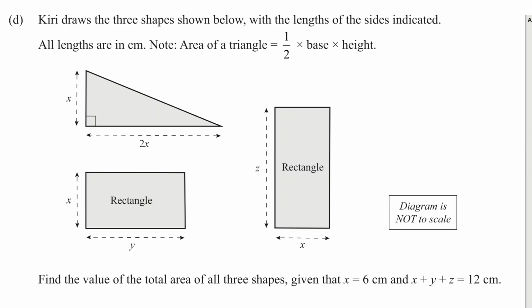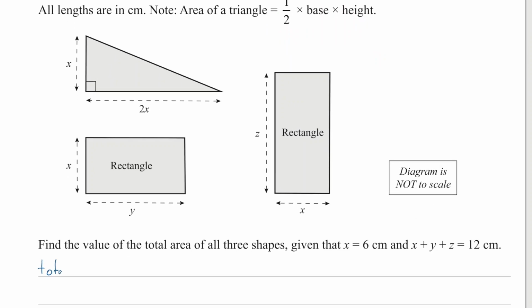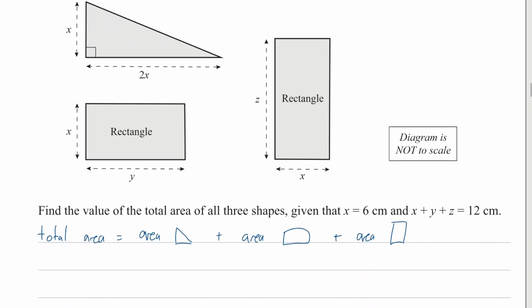First off, we could find an expression for the total area in terms of x, y, and z, and then try to relate that to the information given. And in case you forgot, we're given the area of a triangle, half base times height. So let's express total area in terms of x, y, and z. So total area is area of the triangle plus area of the flat rectangle plus area of the vertical rectangle. Right, this notation is fine. It's not strictly pure maths, but it does tell us the story. But now let's translate that into maths.